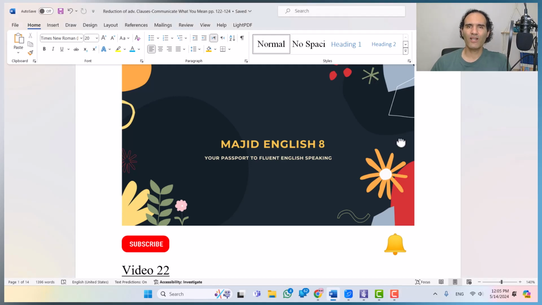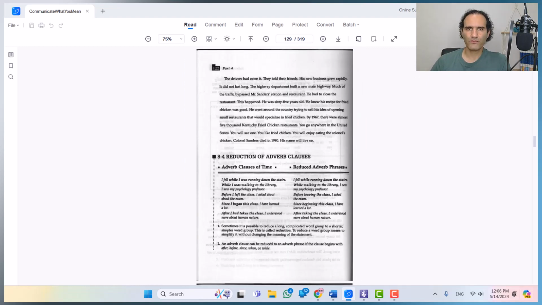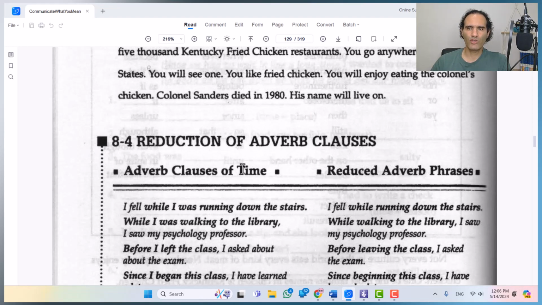And the book we're going to cover today is Communicate What You Mean. We have covered 21 videos of the book. And today we are going for the end of the adverb clause, which is the reduction of adverb clauses. So if we head for page 122 of the book, here you see reduction of adverb clauses.